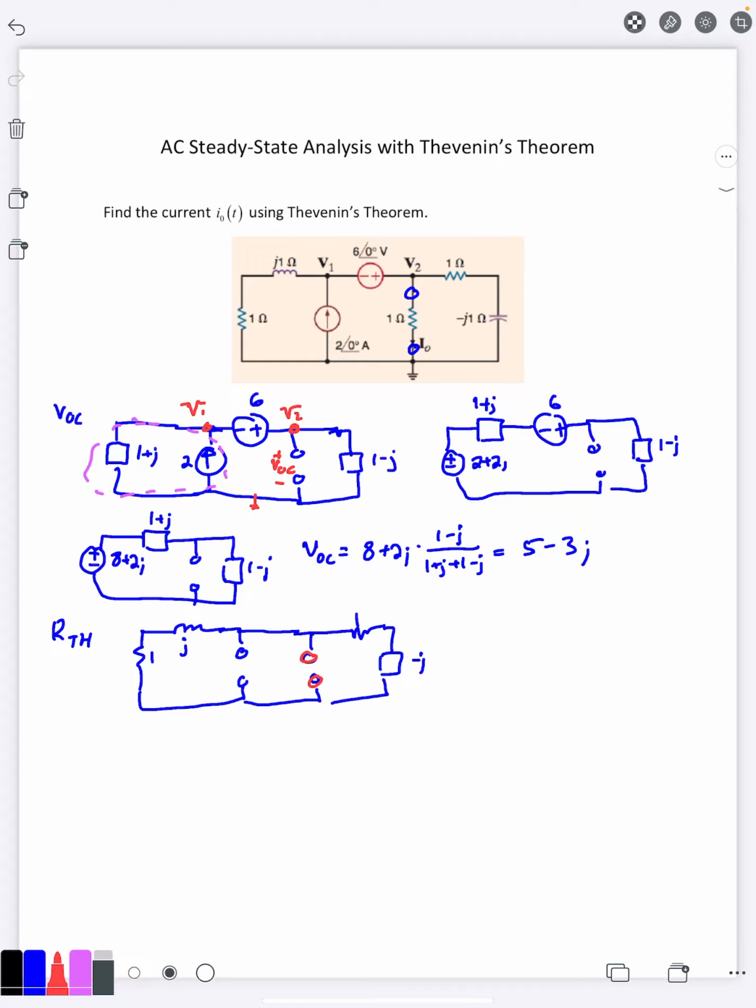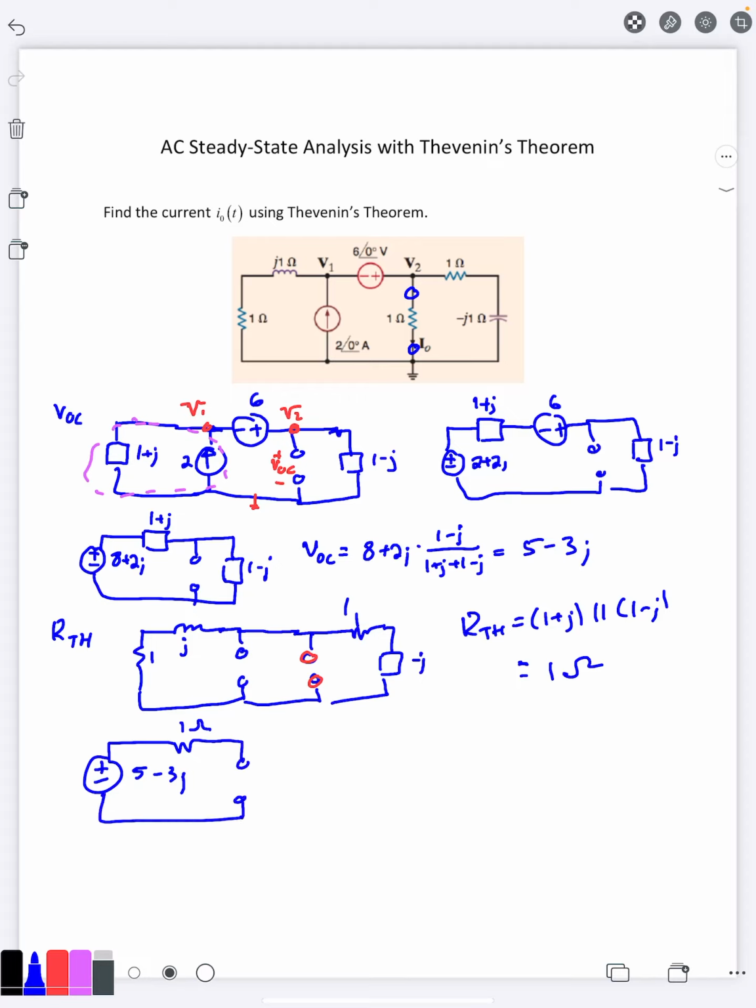So it looks like my 1 plus J and 1 minus J are in parallel. So R Thevenin is 1 plus J in parallel with 1 minus J, which we did on a previous video. Turns out to be just 1 ohm. So that's my R Thevenin. So my Thevenin equivalent circuit becomes a voltage source that is 5 minus 3J with my R Thevenin of 1 ohm.